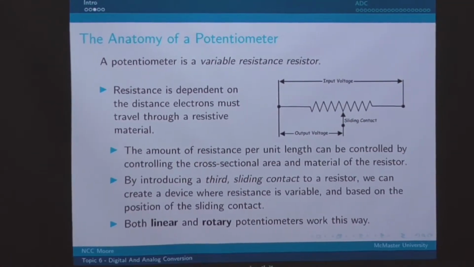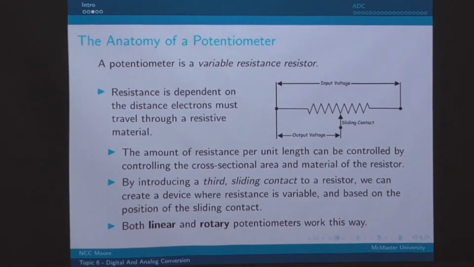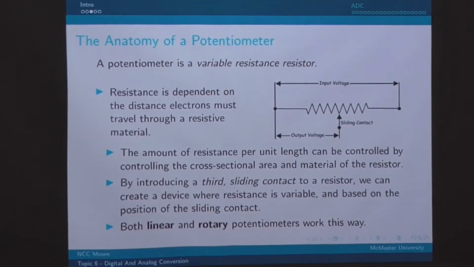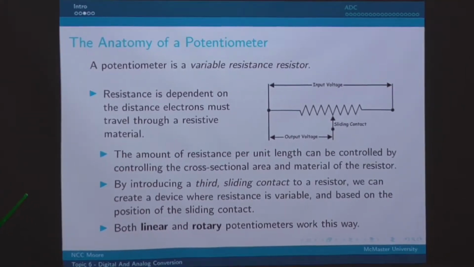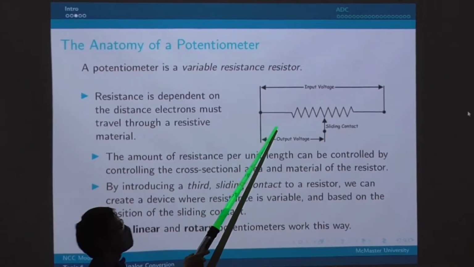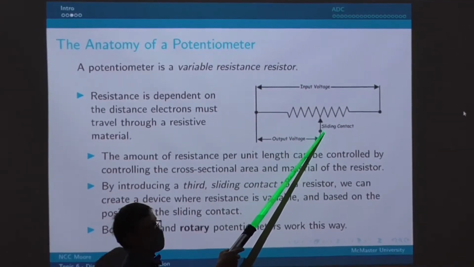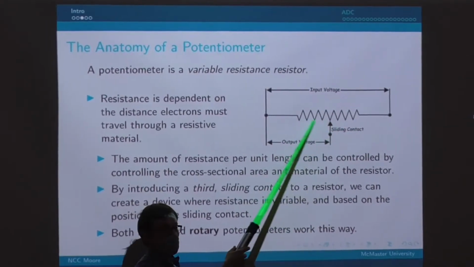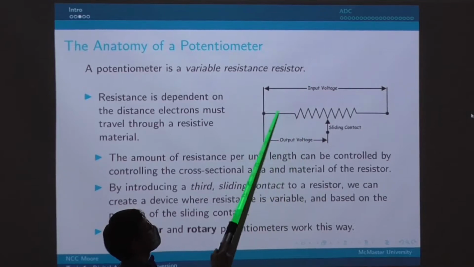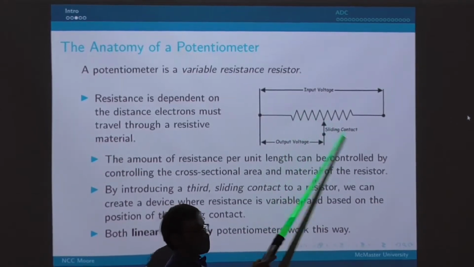So, have you guys done potentiometers, like electrically? No? Excellent. Wonderful. So, a potentiometer is a variable resistance resistor. How it works, you have a resistive material that has a wiper or sliding contact which slides over the surface of that resistive material. This is, of course, low resistance, the bit in the middle is high resistance.